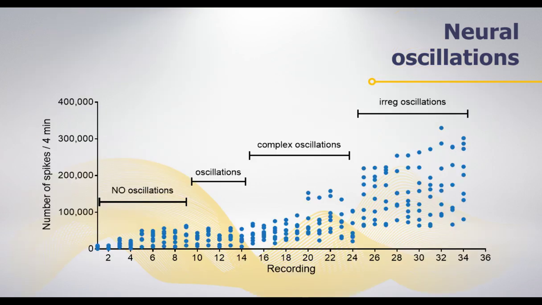And when they do arrive, in the beginning, by 8 to 10 weeks, we see no oscillations. After that, the oscillations become clear, more complex by 6 months. And after that, they become quite irregular, less pathological. So this is a sign of complexity.